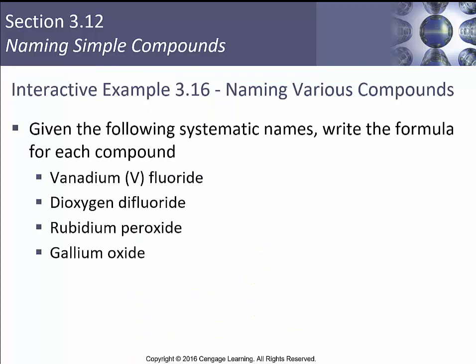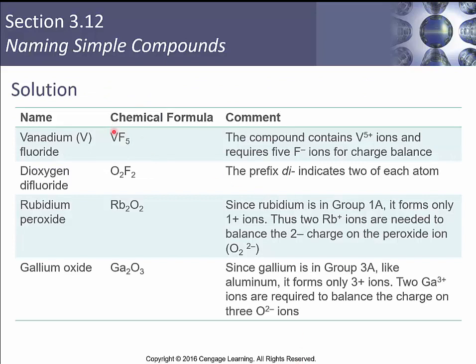Let's look at another example. Given the following systematic names, write the formula: vanadium(V) fluoride, dioxygen difluoride, rubidium peroxide, and gallium oxide. For vanadium fluoride, vanadium has a +5 charge and fluorine is always -1, so our formula is VF5. For dioxygen difluoride, oxygen goes to the left since it's more cation-like, and fluorine is more anion-like. It's dioxygen, O2, and then difluoride, F2.